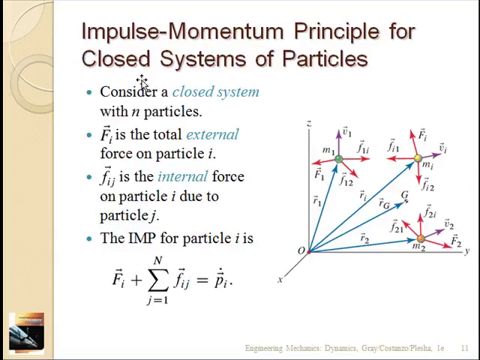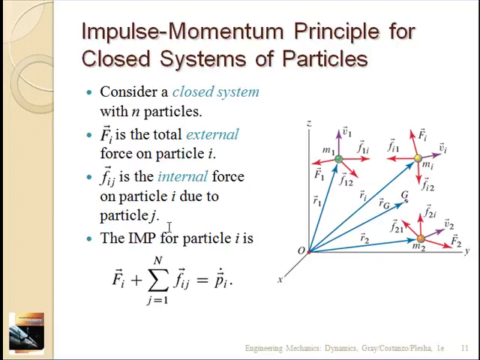So let's look at closed systems. We have a closed system of n particles. We can't add new particles or remove particles, because then it would be an open system. By definition, it's a closed system of n particles, and those n particles always constitute our system. We have some external force Fi on each particle. We have an internal force on each particle i due to particle j.